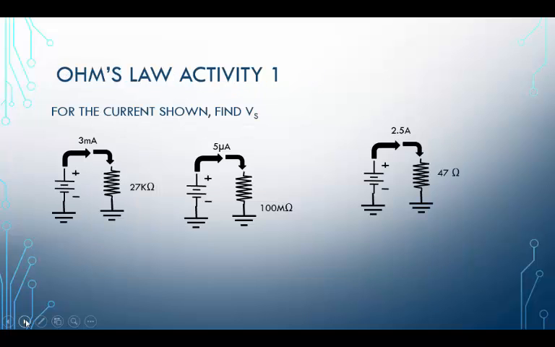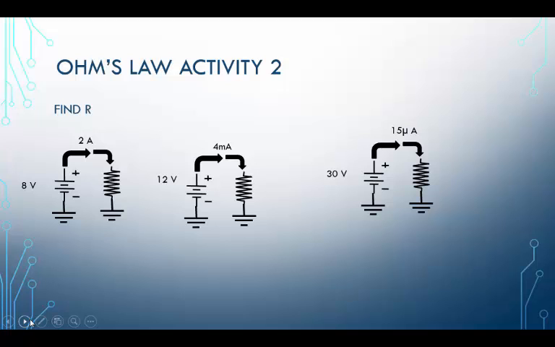As a couple of examples, if we have 3 milliamps flowing through a 27 kiloohm resistor, 3 milliamps times 27 kiloohms equals 81 volts. 5 microamps multiplied by 100 megaohms results in 500 volts, or 2.5 amps flowing through a 47 ohm resistor produces 117.5 volts.